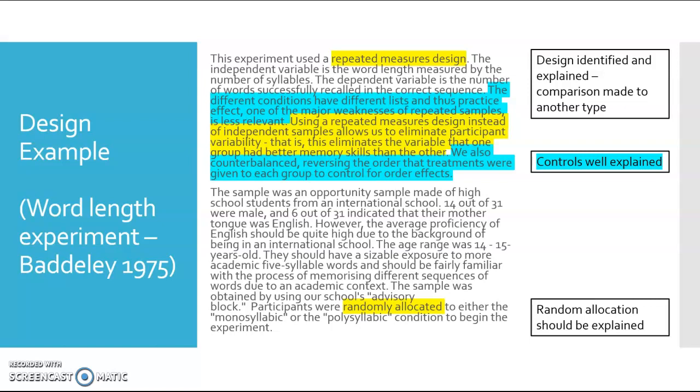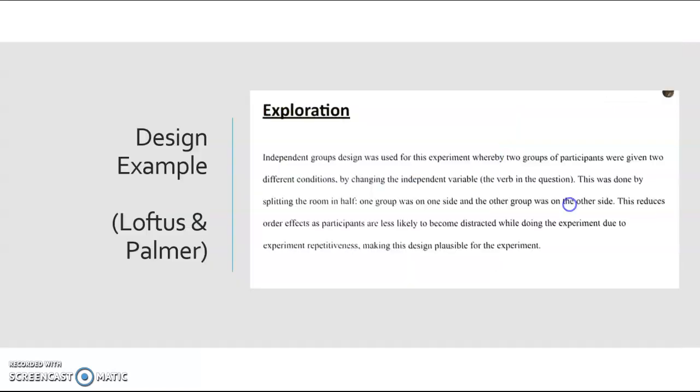You can see at the bottom as well, I've highlighted random allocation has been used there. That's too brief. Ideally, that should be explained. How exactly was random allocation used? So was it a case of drawing names out of a hat, for example? Just a sentence or two to explain how that was done. But otherwise, a very good example for you to use.